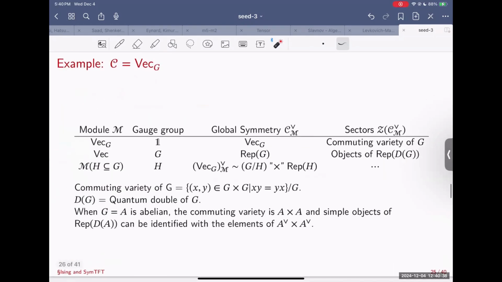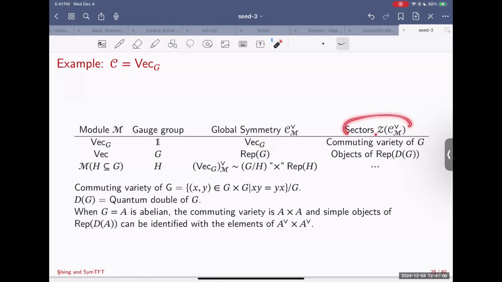So let's look at an example, perhaps. Suppose as our input category, we take Vec G. So this is the case where we're really just talking about a theory with global symmetry given by some non-abelian group G. Now, suppose as the module category, we also choose Vec G. This corresponds to gauging nothing, so that the global symmetry literally is, again, just the global symmetry given by this non-abelian group G.